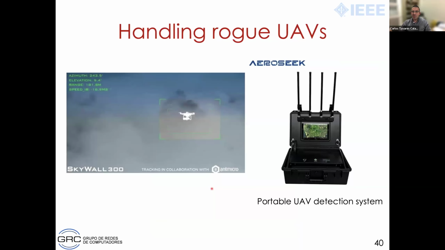Then the problem of handling rogue UAVs. You have seen a lot of this lately because of the different wars going on. UAVs infiltrating from airports and all other places. They really disrupt flights, and everything has to be stalled, right? So it's very important to be able to detect the presence of the UAVs and then respond or act upon these UAVs. So here you have an example of a portable UAV detection system.